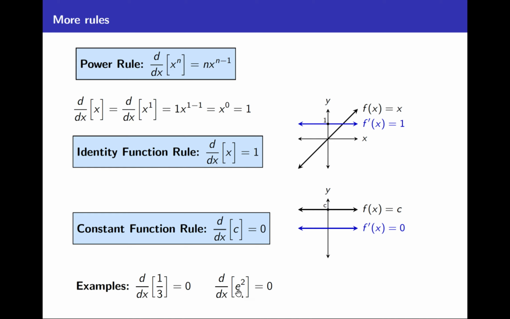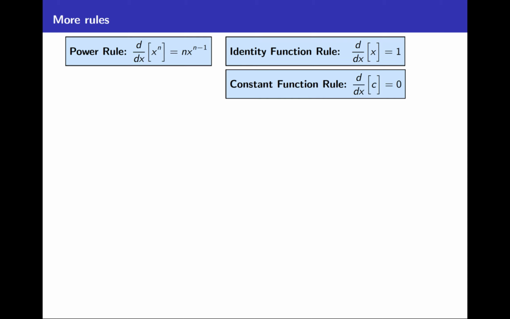Now, notice you would not use the power rule here because it's not x squared, which fits the template for the power rule. This is the derivative of a constant, so that's 0. Likewise, if f of x is the constant function pi, if the c is pi, then f prime of x equals 0. So far we have 3 rules, and we're going to keep going with this. Let's tally those 3 rules, the power rule, the identity function rule, and the constant function rule.